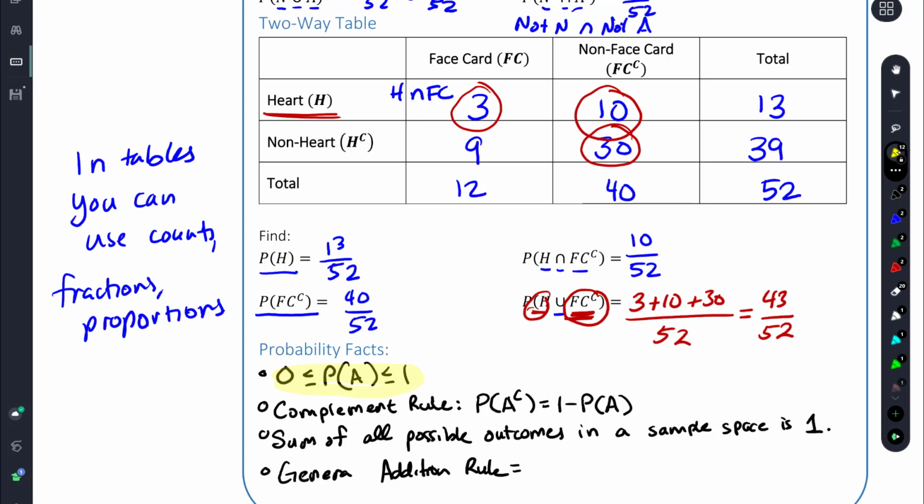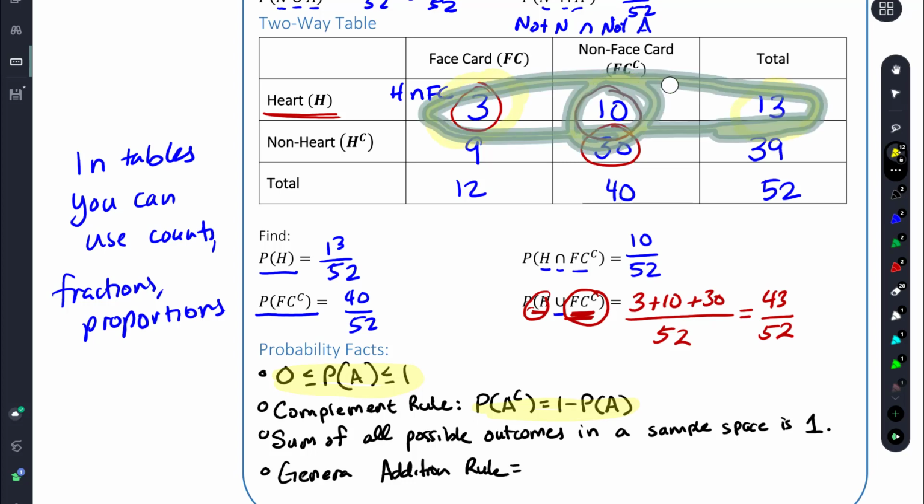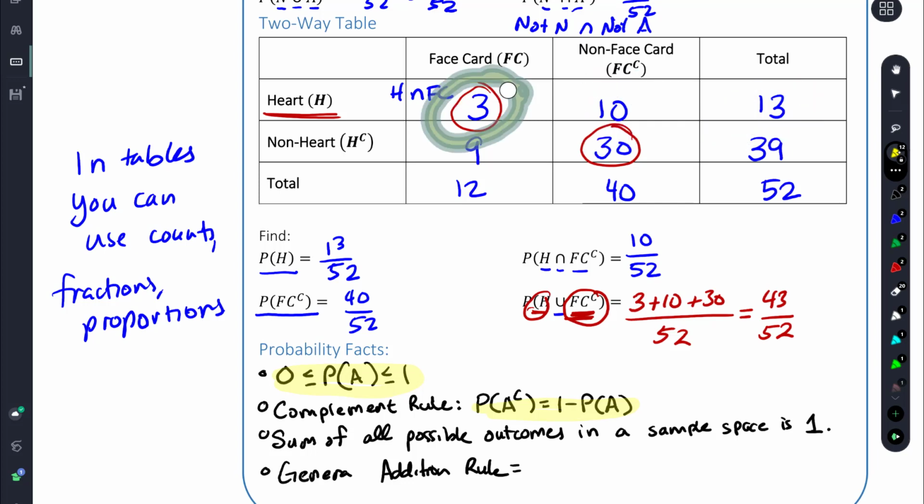It will definitely happen. Next is the complement rule. We've actually used it many times already. The complement rule says that the complement is found by taking 1 and subtracting from it the probability of that event actually happening. So that's like in this instance where we said, if we want to know the probability of getting a non-face card, we know there are 13 face cards in total, and we take away the actual event of that happening. Now, up next, the sum of all possible outcomes in a sample space is always going to be equal to 1. We discussed that last time.